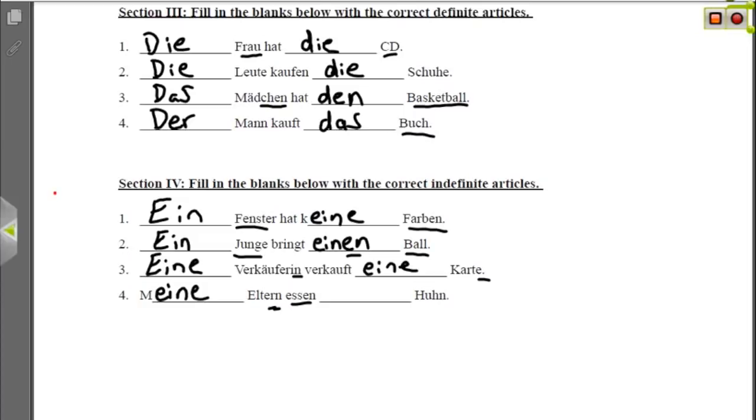What is being eaten is Huhn. It's das Huhn, and therefore we have to use the neuter ein word here, which is ein. It's accusative, but that's kind of irrelevant that it's accusative. It's the thing being eaten. Meine Eltern essen ein Huhn. My parents are eating a chicken.